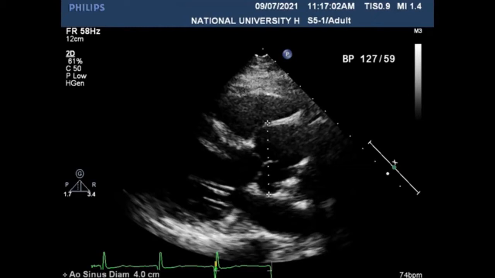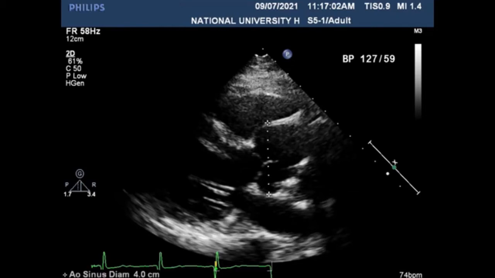The sinus of Valsalva measures about 4 centimeters here. This measurement is made in end diastole, at the peak of the QRS complex. The normal aortic root should measure less than 2.2 centimeters. The aortic root is dilated here, indicating increased risk of aortic dissection and aortic regurgitation.